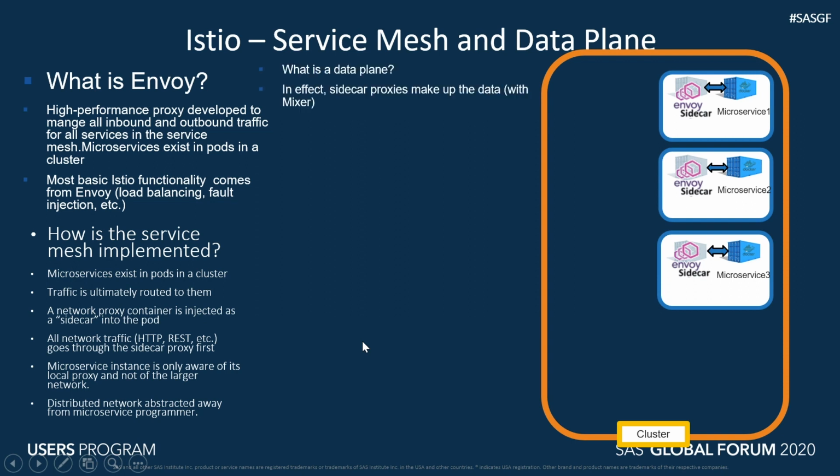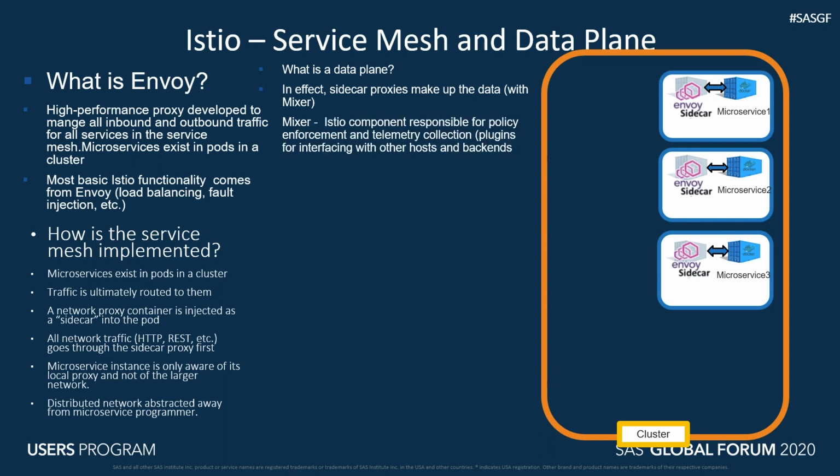The data plane with Istio: sidecar proxies make up the data plane along with Mixer. Mixer is the Istio component that's responsible for policy enforcement. So basically, it's managing the policy for the different sidecars out there.